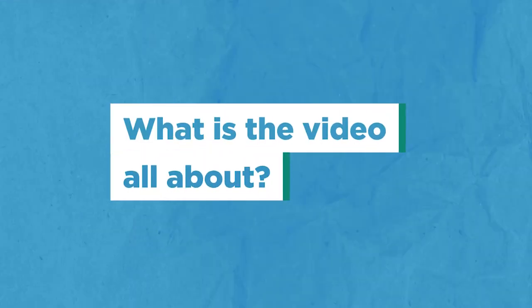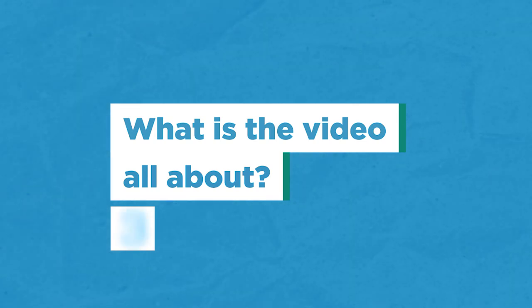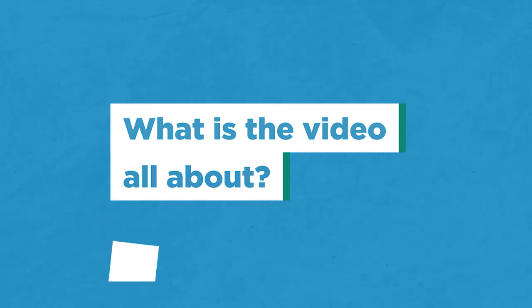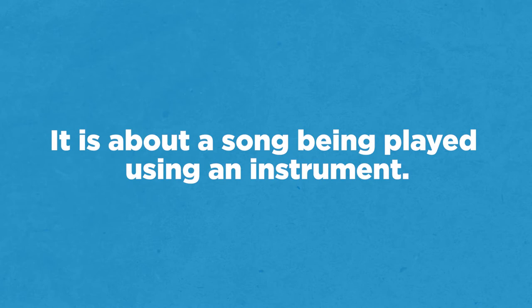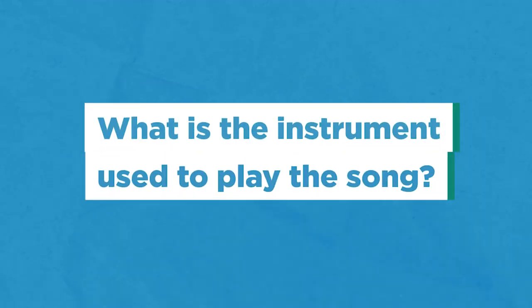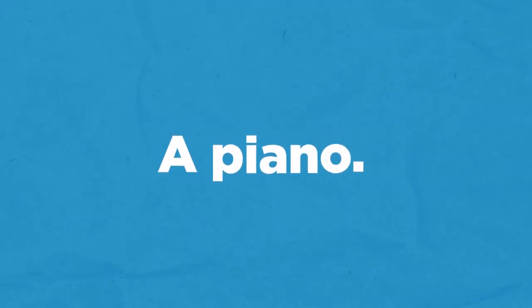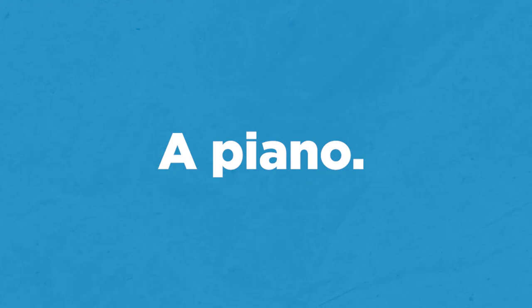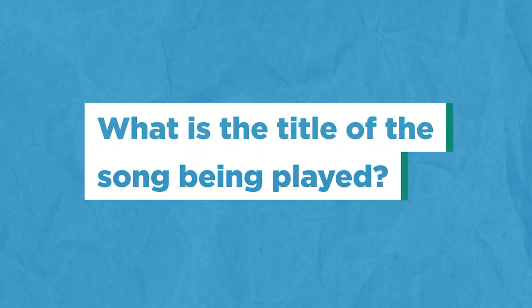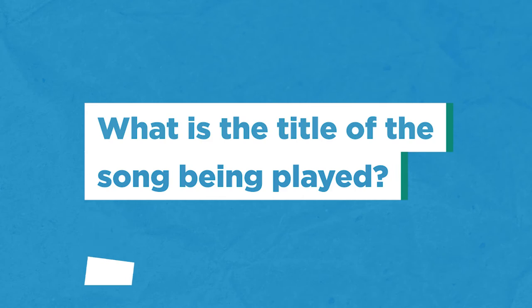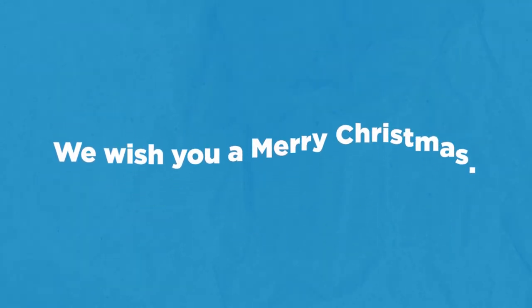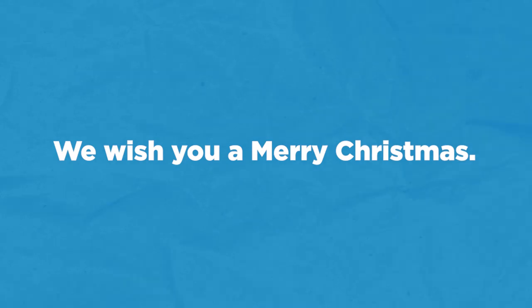What is the video all about? Correct! It is about a song being played using an instrument. What is the instrument used to play the song? Correct! A piano. What is the title of the song being played? Awesome! The title of the song played is We Wish You a Merry Christmas.